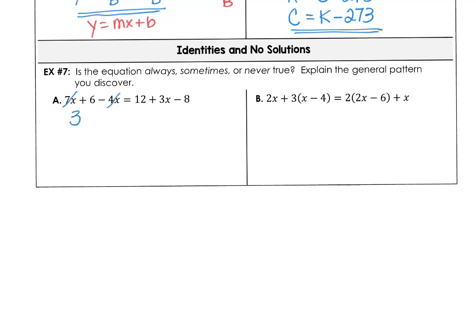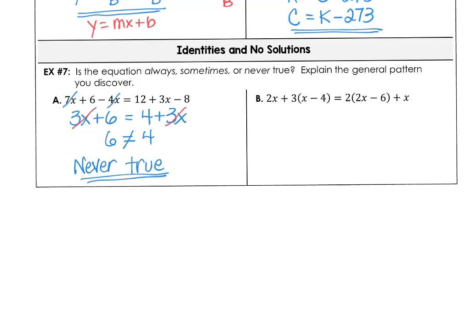And then in our last example, collecting like terms, 7 minus 4 is 3x plus 6, and 12 minus 8 is 4 plus 3x. If we subtract 3x from both sides, we get a false statement. 6 is not equal to 4, and this is never true. So this is a never true statement.